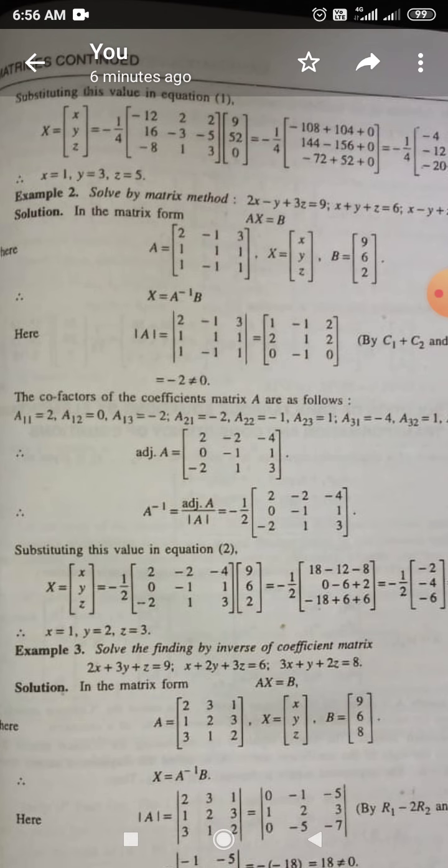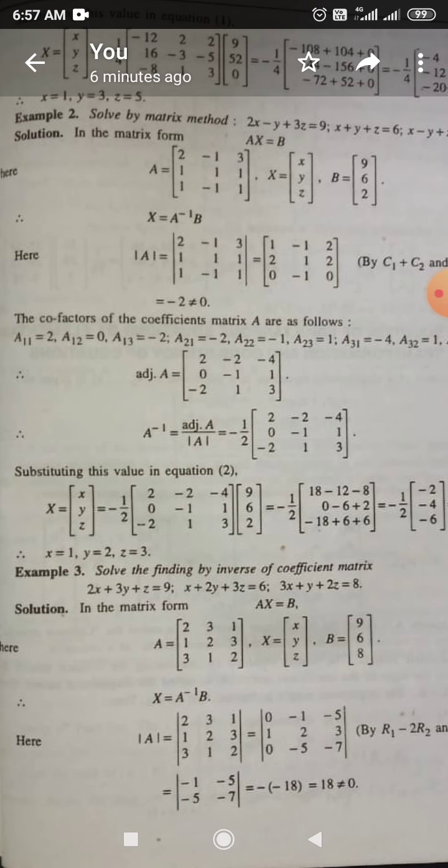So find all the cofactors, starting with A11. A11 means 1 plus 1 is equal to positive, meaning even place, and the matrix determinant will be 1 1, minus 1 1. After solving this, expanding this, 1 into 1 minus minus 1 into 1, that will be plus 2. Similarly, A12, A13, all 9 cofactors can be calculated.